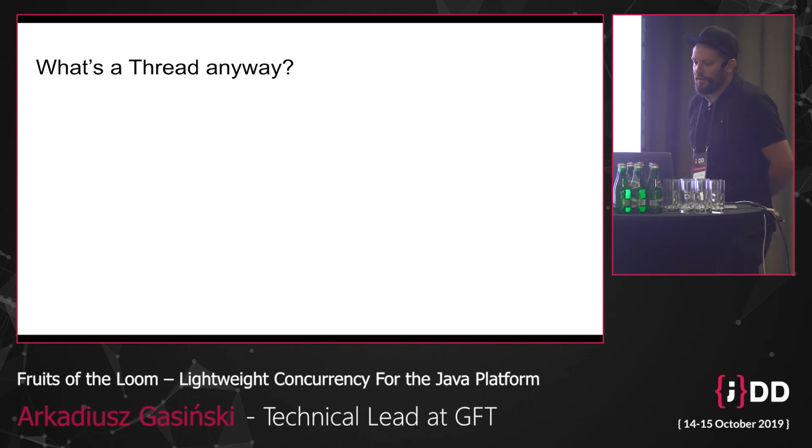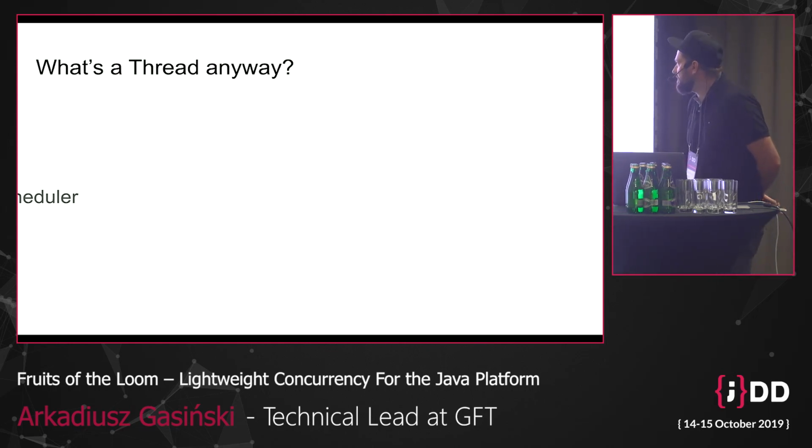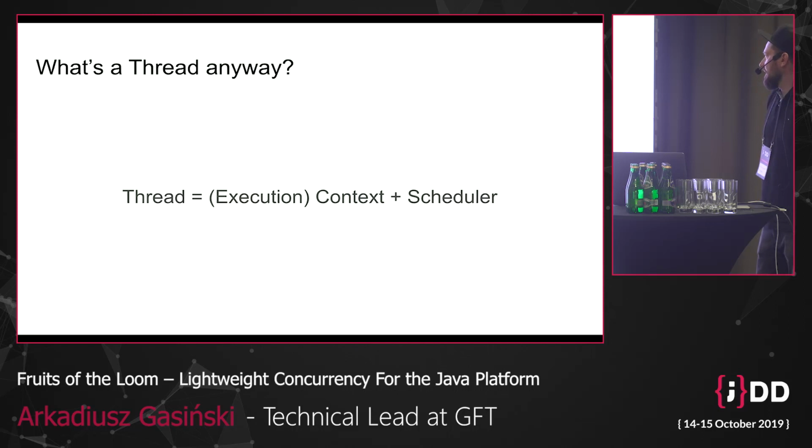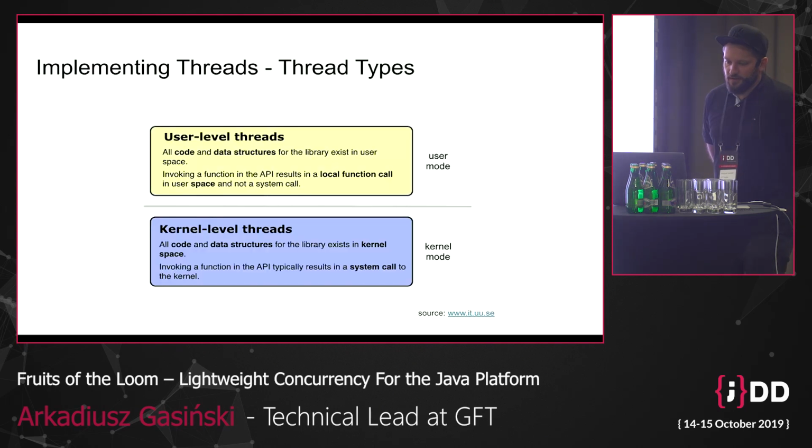So essentially, we can think of a thread as a composition of two concerns, and these concerns are the execution context, as in context switch, and our scheduler, so the entity that assigns our context to the CPU. And we'll actually later learn that this execution context in Project Loom is implemented in the form of the continuation.